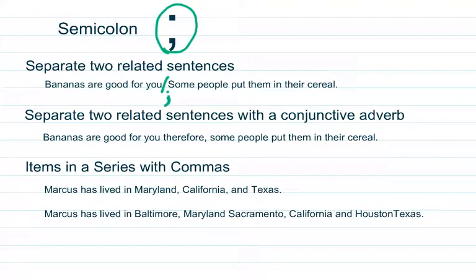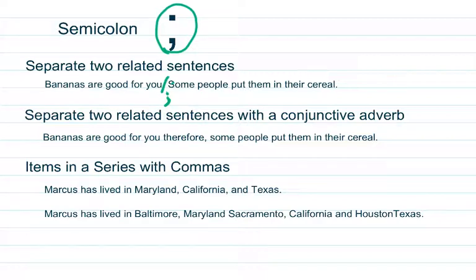Now, when we do that, we also need to make this S lowercase. We need to put a little s. Sorry, it doesn't really look like a little s, but that's what it's supposed to be. Okay? So we put a semicolon there. Bananas are good for you, semicolon, little s, some people put them in their cereal.